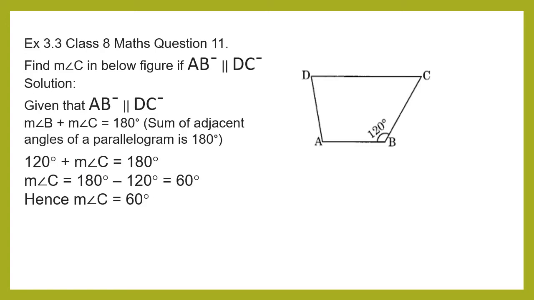Now come to question number 11. Find the measure of angle C in the below figure if side AB is parallel to side CD. If side AB is parallel to side CD, we want to find the measure of angle C. And in the figure they mentioned another clue: the measure of angle B is 120 degrees.